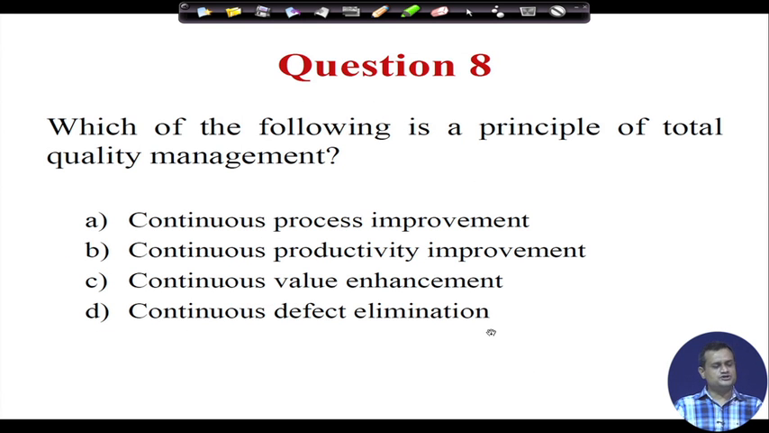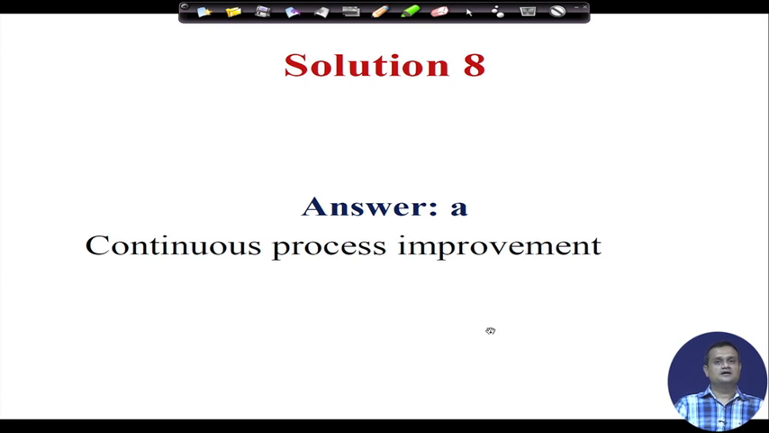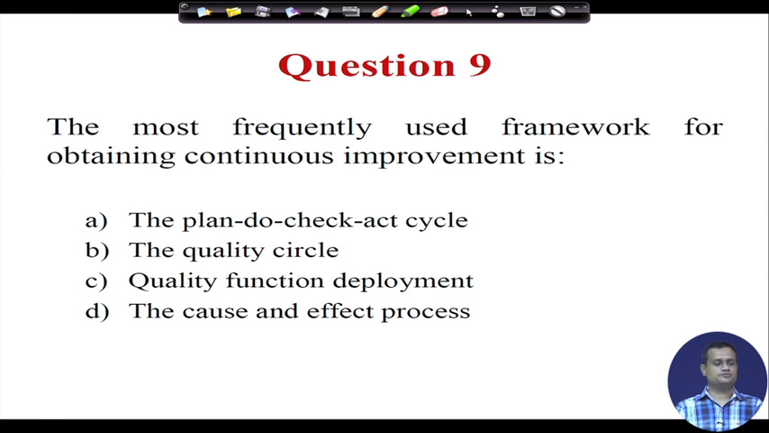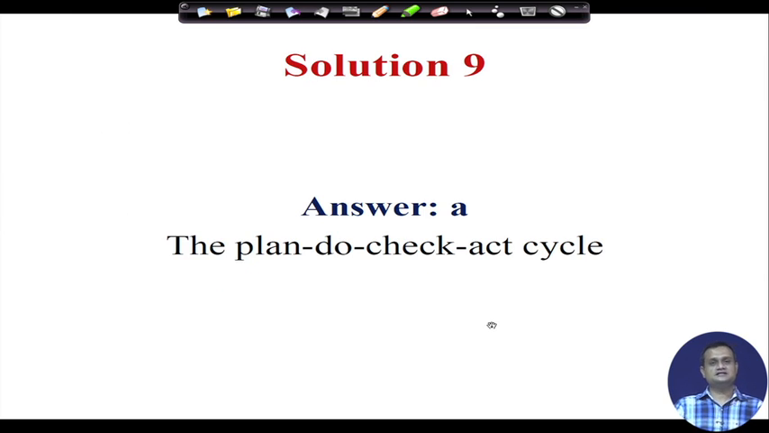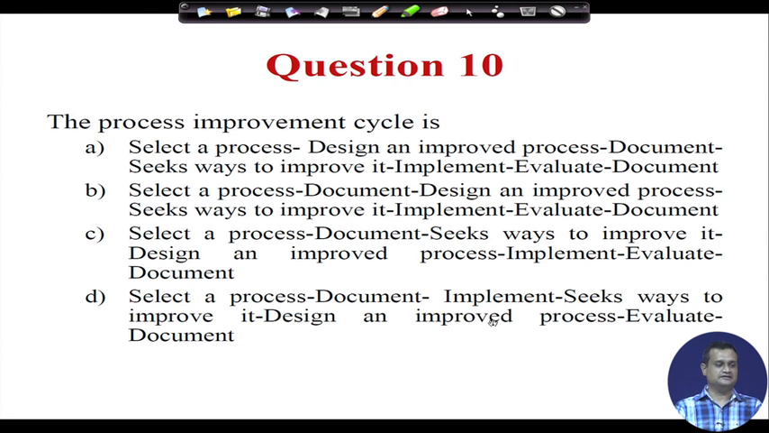Question 8, which of the following is a principle of total quality management? Continuous process improvement, continuous productivity improvement, continuous value enhancement, continuous defect elimination. The correct answer is A, continuous process improvement. Question 9, the most frequently used framework for obtaining continuous improvement is the plan, do, check, test cycle, the quality circle, quality function deployment, the cause and effect process. The correct answer is A, the plan, do, check, test cycle.